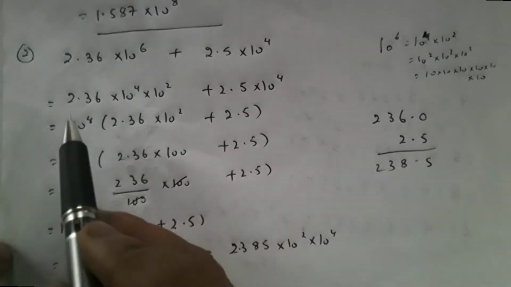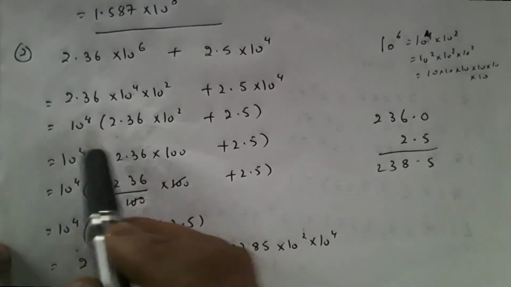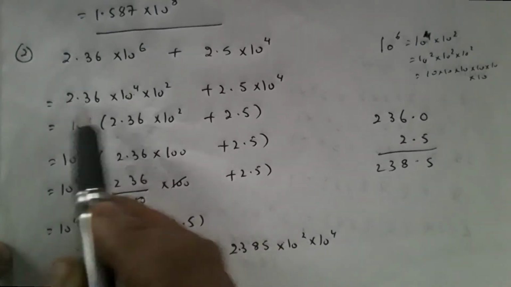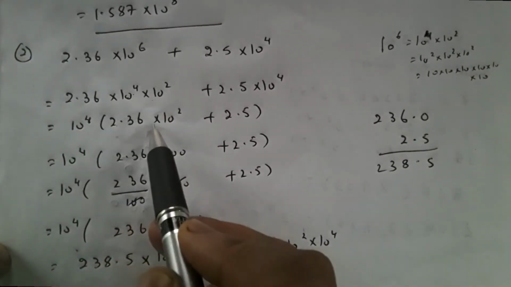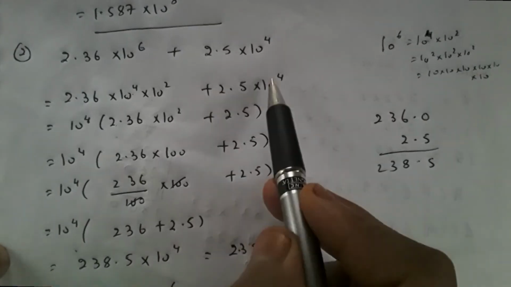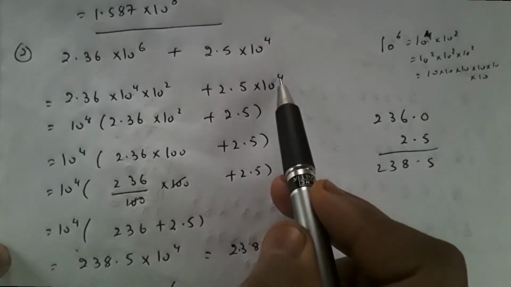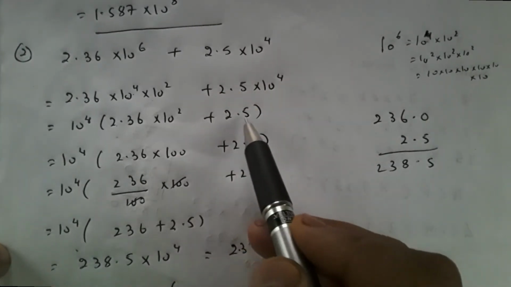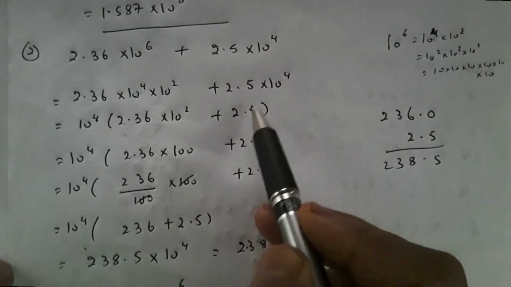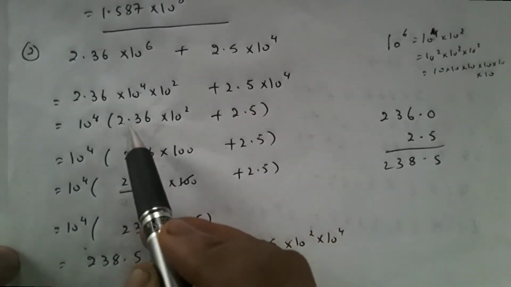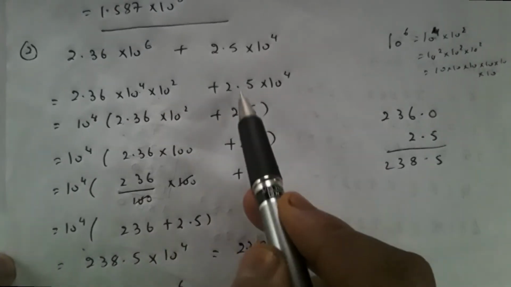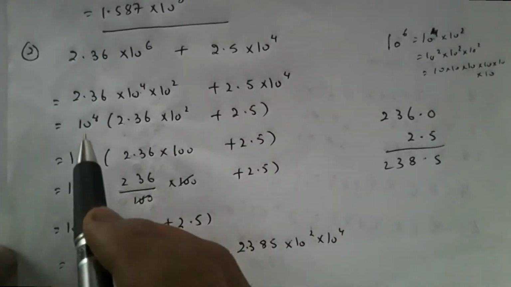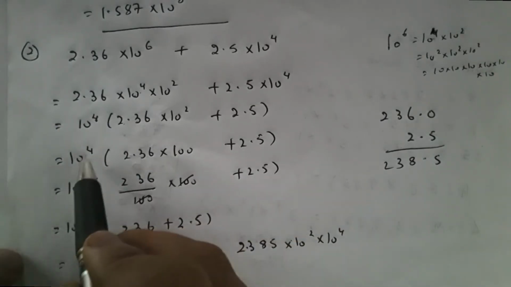So now you take common 10 raised to power 4. What do you get? What's left here? 2.36 into 10 square, plus, you have taken common 10 raised to power 4, what is left? 2.5. So 2.36 into 10 square plus 2.5. Now you've taken common 10 to the power 4.